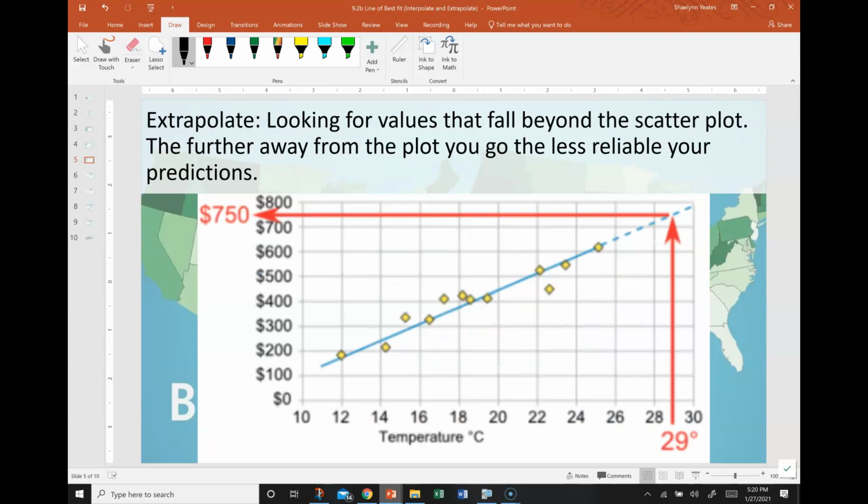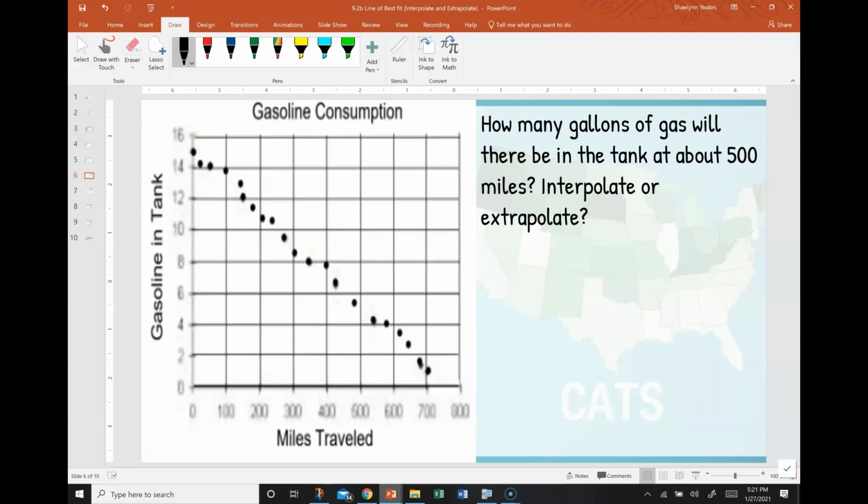That's a lot. I'm not quite sure what this money is for. I'm curious now. Okay, extrapolate is when you're looking outside the first and last data points. The further you are from those points, the less reliable your prediction is going to be, because you don't know if this trend continues outside of those dots. All right? So that's extrapolate. Extrapolate is outside, interpolate is inside.